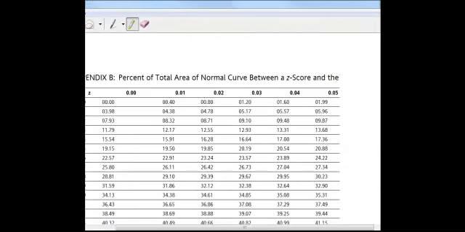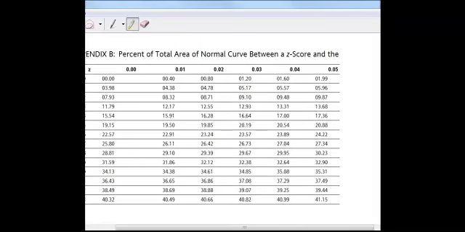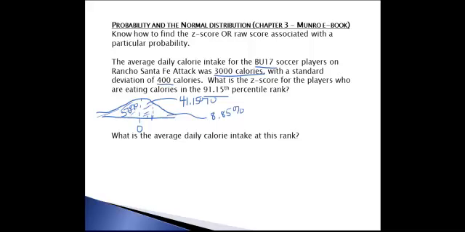And we know that 41.15% is what we're looking for, the area under the curve, because this gives us the percent of total area of normal curve between a z-score and the mean. And 41.15% is right here. Okay, I cut this chart off a bit. So the z-score on it would be 1.35. So now what I'm going to do with that is I know that that's my z-score. So I put that onto my diagram.